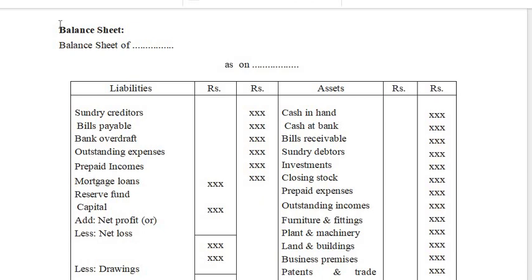Here we are going to consider the liabilities and assets which are used in the business. The balance sheet is nothing but a statement which consists of liabilities and assets. What are the liabilities we have in the business? Those liabilities we enter on the left hand side of the statement. Then the assets we have, the property we have in the business, we have to enter on the right hand side of the balance sheet.